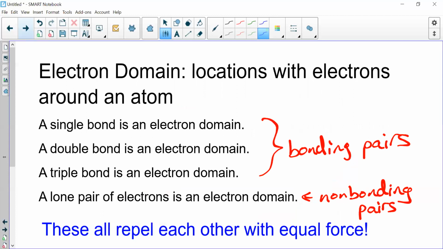So in order to understand VSEPR theory, there's just one definition we have to understand here. It's called an electron domain. An electron domain is a location with electrons around an atom. There are four types of electron domains: either a single bond, or a double bond, or a triple bond, or a lone pair of electrons. These all count as electron domains. I sometimes even call them electron regions. Here's the key. These all repel each other with equal force.